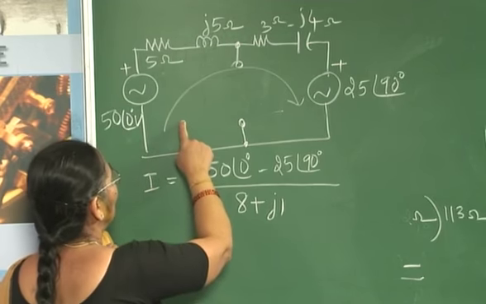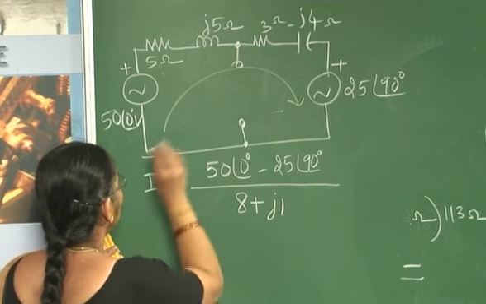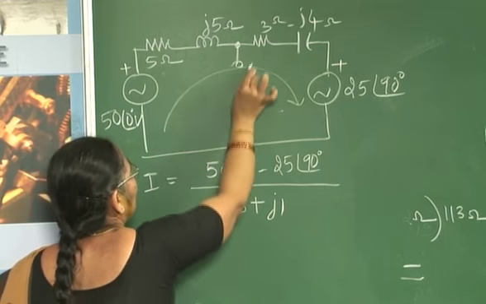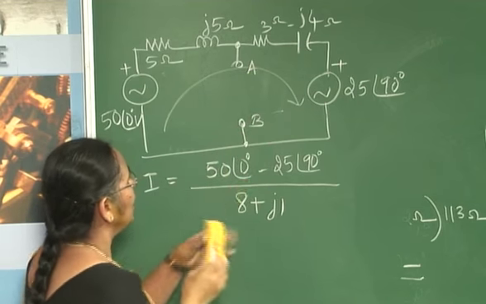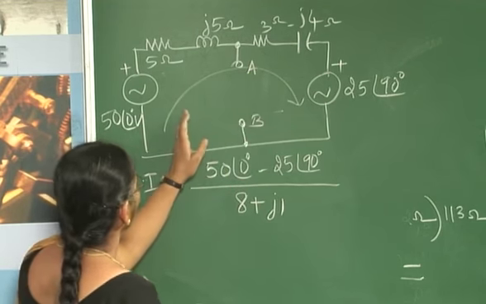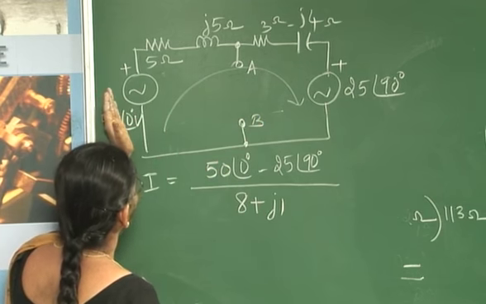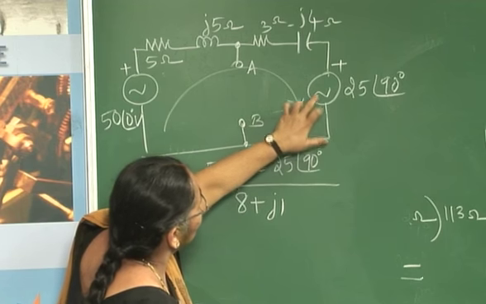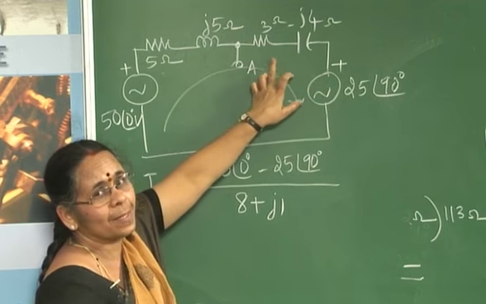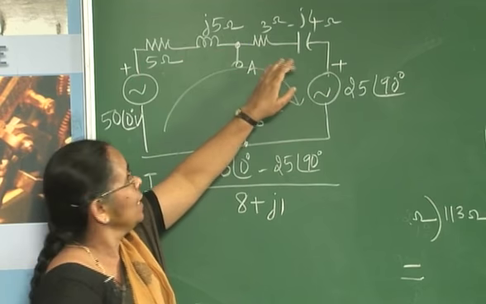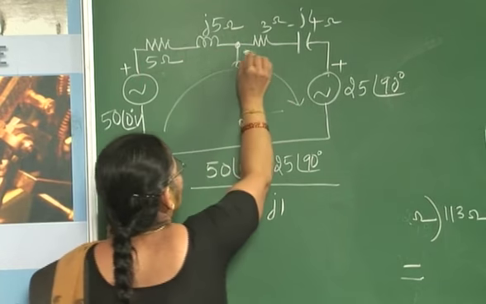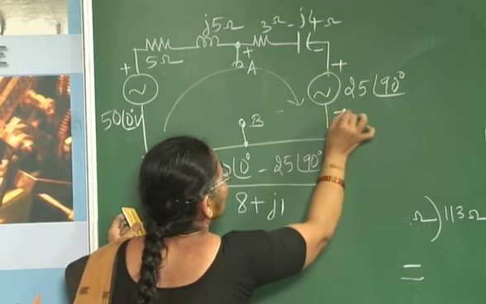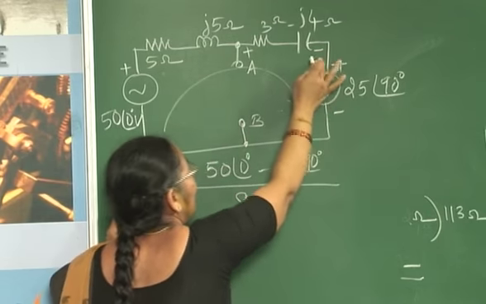Once you find the current flowing through the circuit, the next step is to find the drop between these 2 points. I call them A and B, the voltage between these 2 points. This can be either this voltage source minus the drop across this, or this voltage source plus or minus the drop across this. Depending upon the direction of the current, it will be either plus or minus. In this case, the current is flowing from left to right, and hence I can say this is minus to plus, so plus, again this is plus.